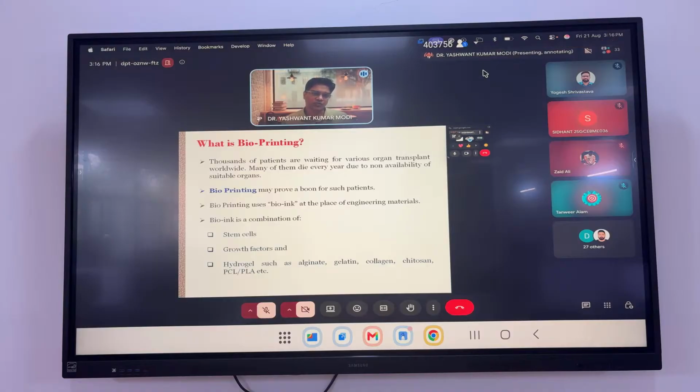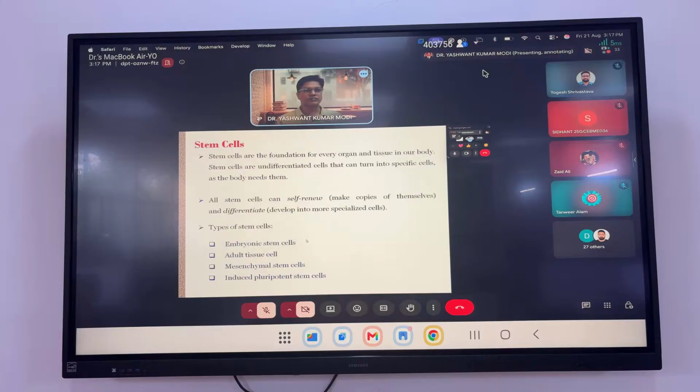Bio ink. What is bio ink? Basically, it consists of stem cells, growth factors, and hydrogels. Right. So it is a combination of these three things. Stem cells are obtained from the patient's own body. Right. Then certain growth factors are added to that, and hydrogel is also required to grow the cells. It creates a favorable environment for the growth factor and stem cells.